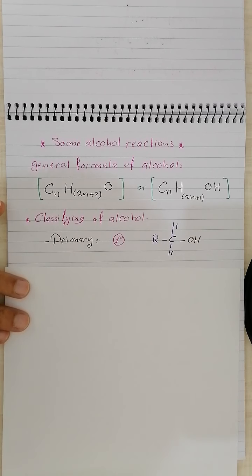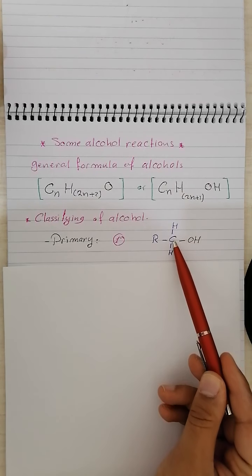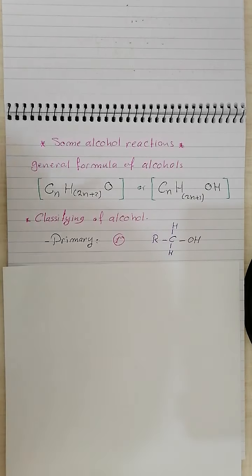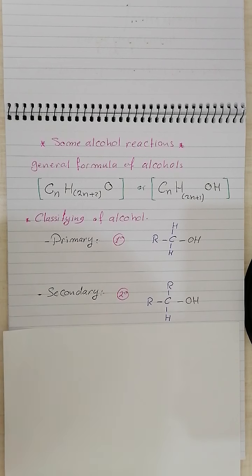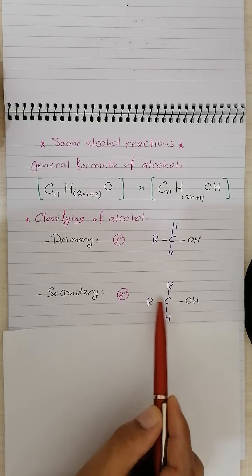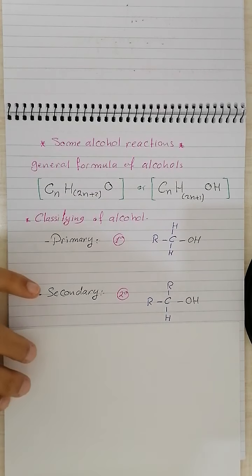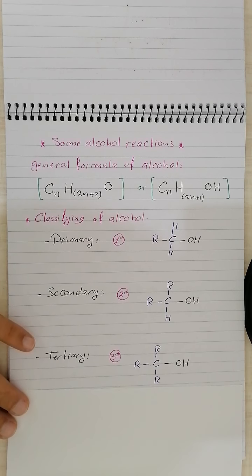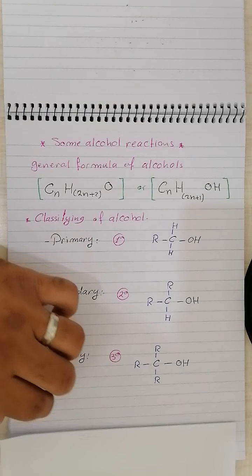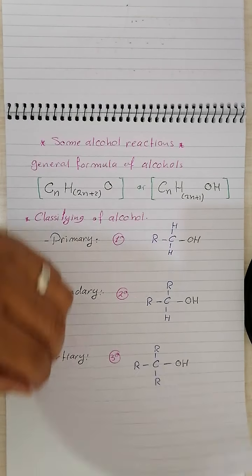Now, classifying of alcohols. The first is primary alcohol, where OH is bonded to a carbon that is bonded to two hydrogens and directly to one carbon. It can have a chain of carbons again here. Then we have secondary alcohol, where the hydroxyl group is bonded to a carbon which is bonded only to one hydrogen, and the two other bonds are carbon with carbon. What about tertiary alcohol? The hydroxyl group is bonded to a carbon which is not bonded directly to any hydrogen. These are the three types of alcohol.